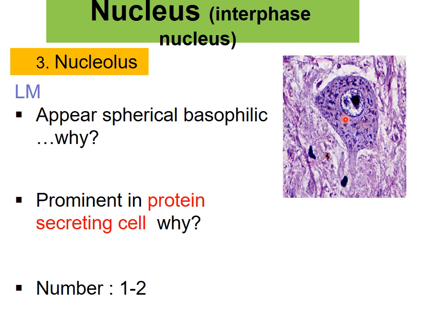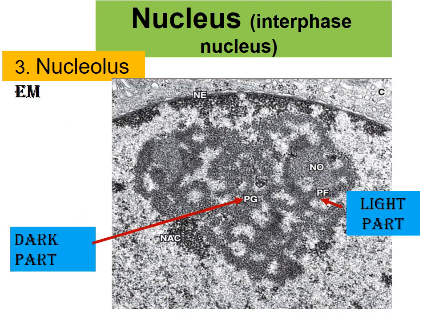Also, the nucleolus will be seen more prominently in the nucleus of a protein secreting cell. Why? If you come to the function of the nucleolus, the nucleolus is responsible for formation of ribosomes. So this is the cause that it is more prominent in protein secreting cells. The nucleolus by electron microscope, as you can see, is formed of two parts, darkly stained parts and lightly stained parts.